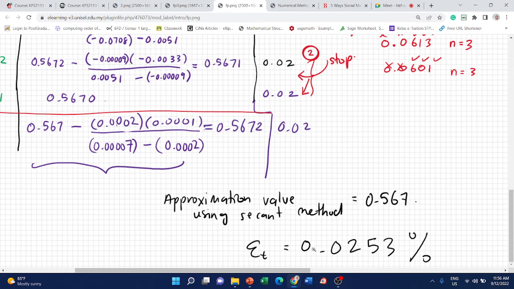The formulas for absolute error and relative error will not be given in the assessment. You need to find them out. So you have to memorize these formulas a bit. It's simple, right? It's possible to memorize.